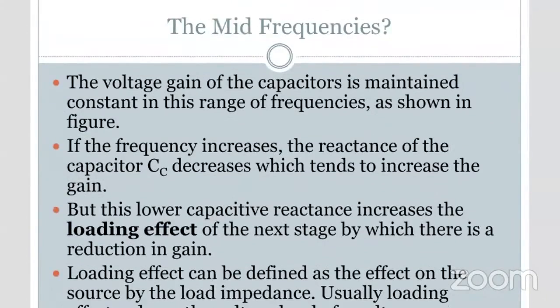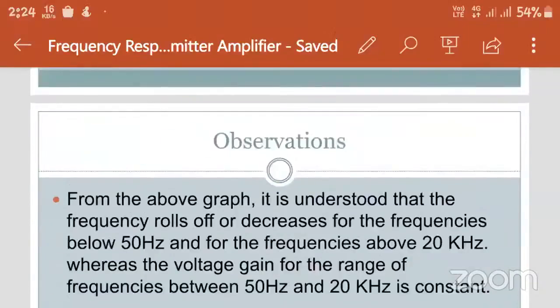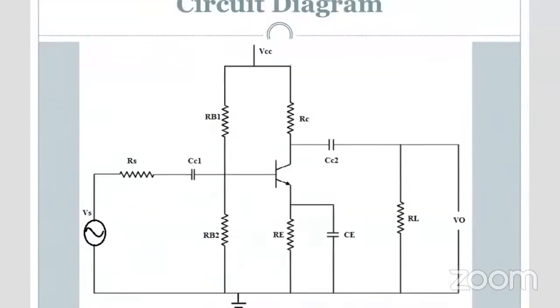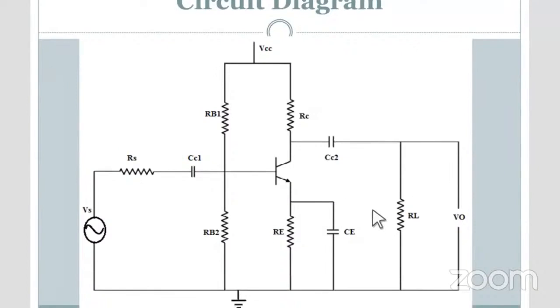Now the mid frequencies. As we know, at higher frequencies the capacitive reactance is very low. That's why the voltage gain and the current gain should increase, but it is constant over there. So there must be a certain factor that is also reducing the voltage gain and the current gain. What is that factor? It is the loading effect. The loading effect is simply the output circuit. At higher frequencies the voltage drop across this output circuit is very high. Because of that, the gain is very low, that is, the ratio of output voltage to input voltage.